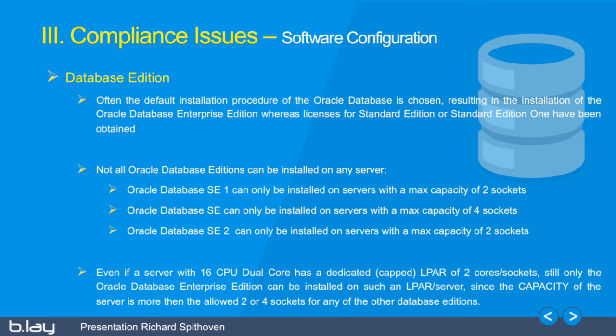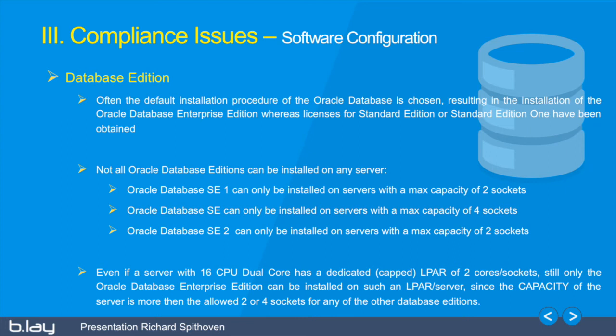Now, apart from that, what a lot of end users are not aware of is that the Oracle Database Editions have a certain amount of restrictions that need to be taken into account. So for example, for the Standard Edition 1 Oracle database, you need to be aware of the fact that it can only be installed on servers with a maximum capacity of 2 sockets. If you want to install the Oracle Database Standard Edition, it can only be installed on servers with a maximum capacity of 4 sockets. And for the Standard Edition 2, the restriction applies that you can only install it on a server with a maximum capacity of 2 sockets. So those restrictions should be kept in mind once you start installing such a database edition.